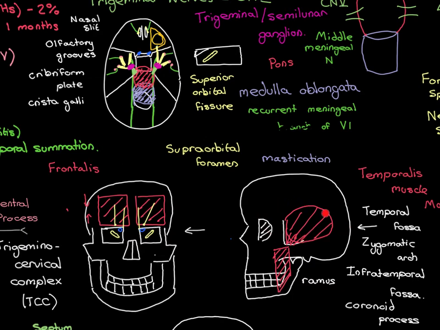Then the lateral portion here, which is the middle cranial fossa portion, the anterior portion of the middle cranial fossa, this region is dealt with by the middle meningeal nerve from the maxillary nerve, and the posterior portion of the middle cranial fossa, this region here, that is dealt with by the nervus spinosus, which is a branch of the mandibular nerve.